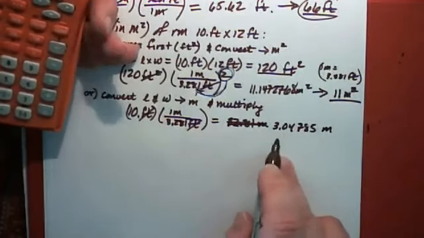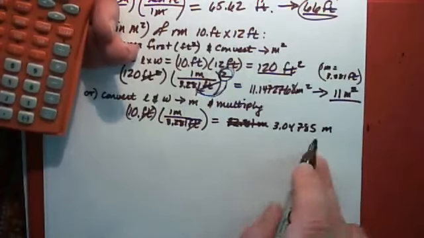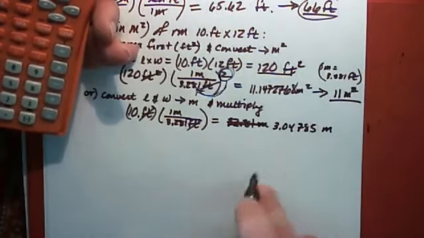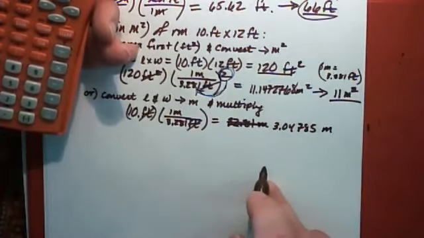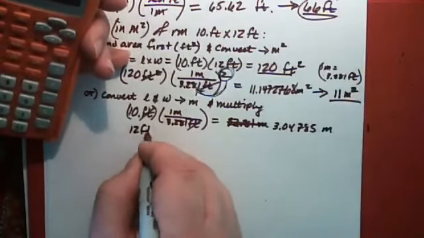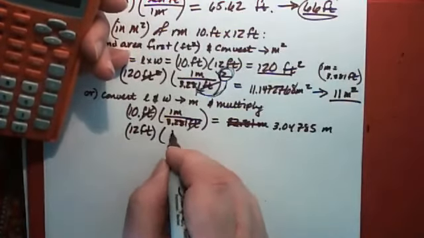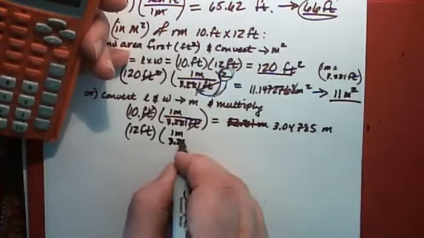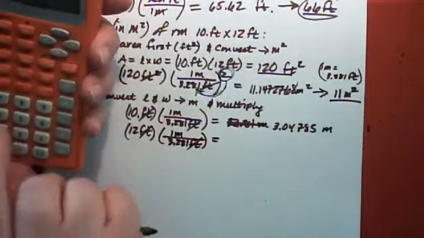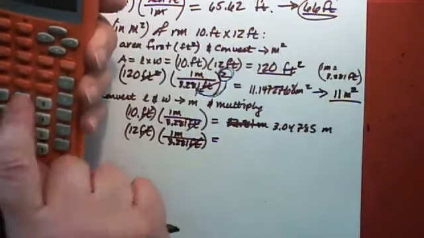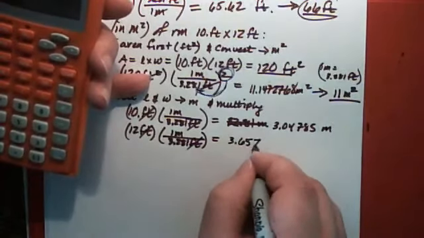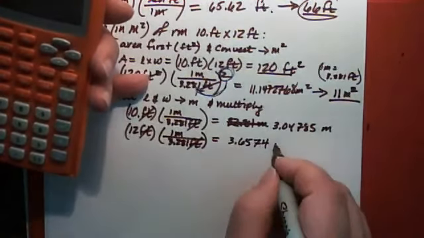But like I said, it's actually better to use more significant figures than you're going to be allowed in the intermediate steps and then round off at the very end. Otherwise, you may end up rounding off too much if you round off at every step. And the same for 12 feet. Feet cancel. 12 divided by 3.281 is 3.6574 meters.